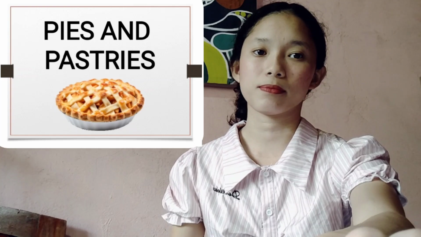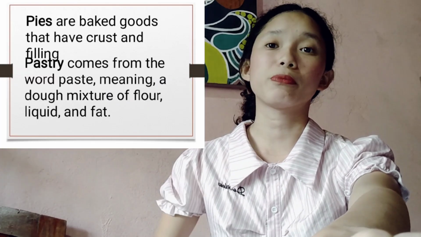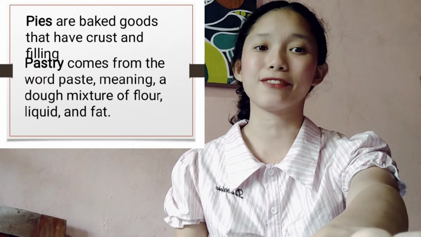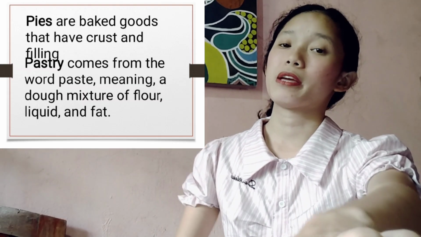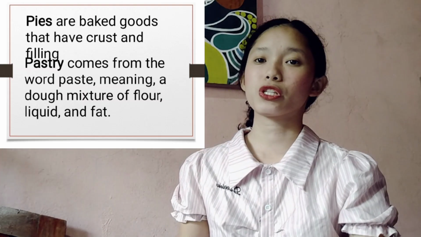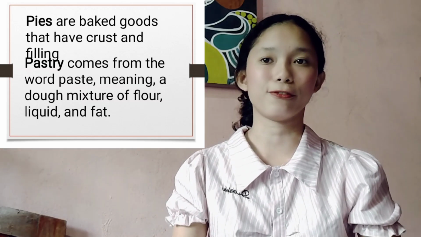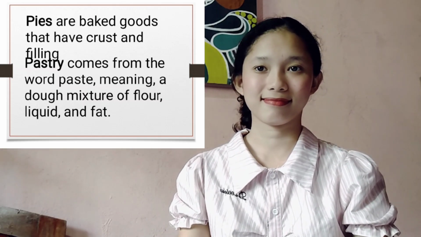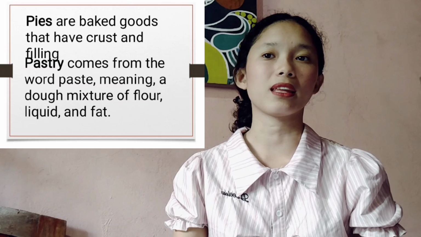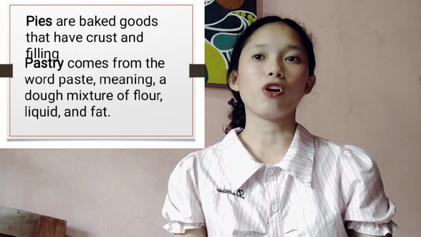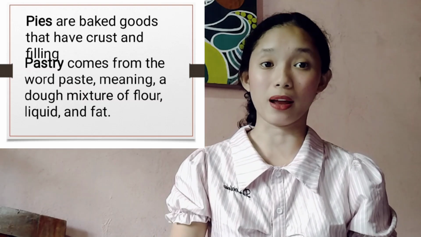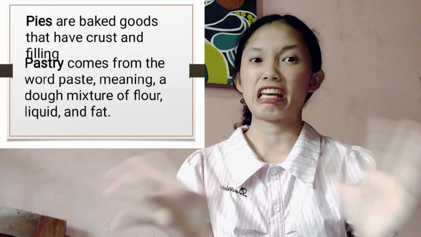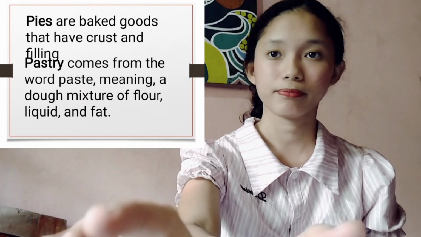Next, let's proceed to the pies and pastries. Pies are baked goods that have crust and filling. And pastry comes from the word paste, meaning a dough mixture of flour, liquid, and fat. So basically, we can say that all pies are pastry, but not all pastry are pies. So they have a connection.